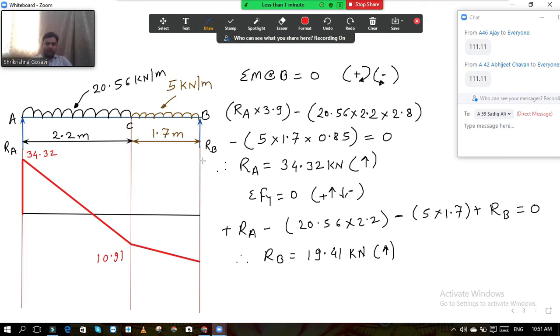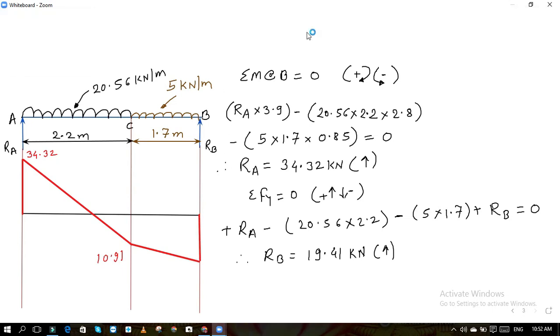And when you exactly come to point B, there is RB acting upward. What is the value of RB? It is 19.41. So if you add plus 19.41 to that, it will become 0. So it will go to the baseline, it will connect to the baseline.